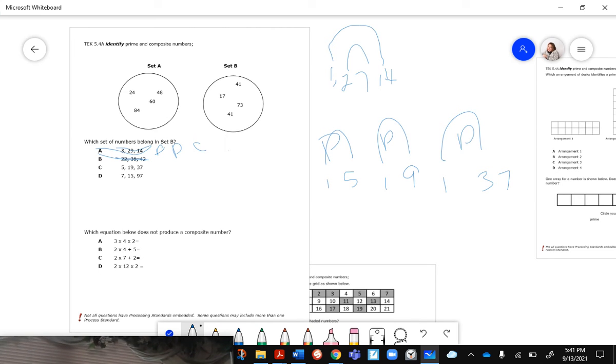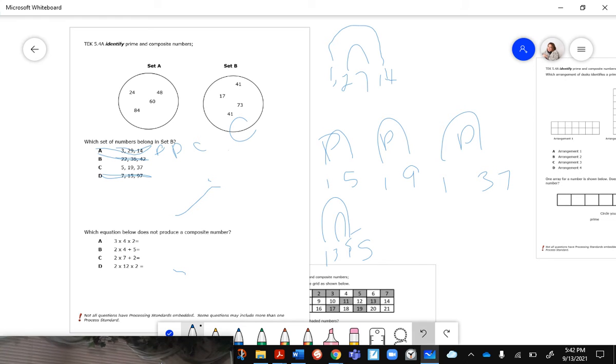But let's double check the next one, D. 7, 15. There we go with that 15, right? With 15, I have 1 and 15, and then there's 3 and 5. So is that a prime number? No, it's not, so I can cross this one out. And so C is going to go in set B. All right, any questions on that one? See me tomorrow morning.